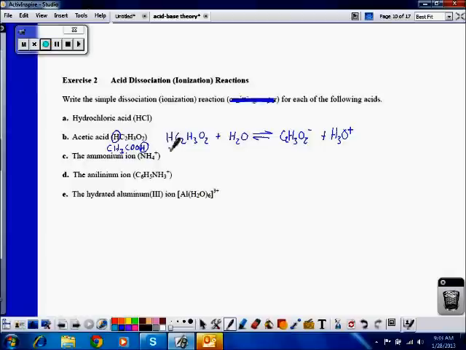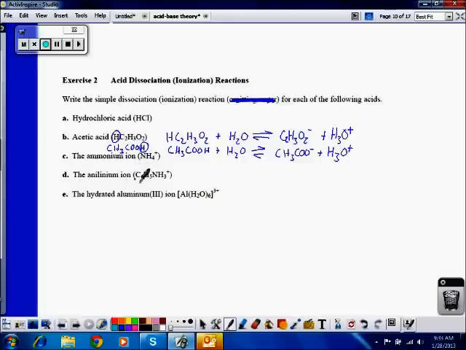If I wrote acetic acid like this, the equation would look like this. Okay, so what you're looking for is an H plus. So ammonium, we looked at that one with the ammonia, ammonium. We would just write that reaction backwards.